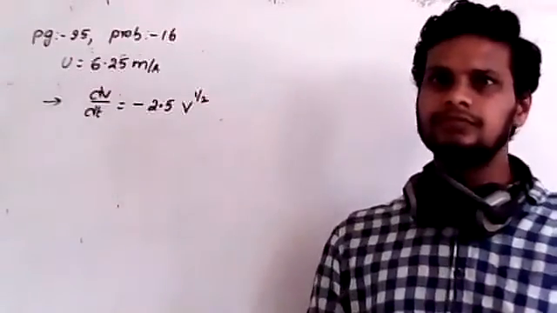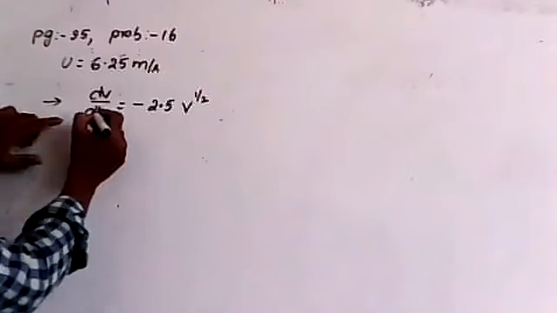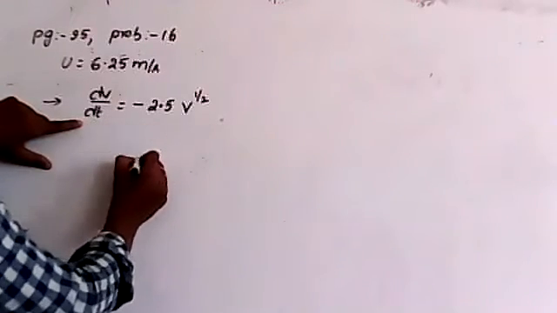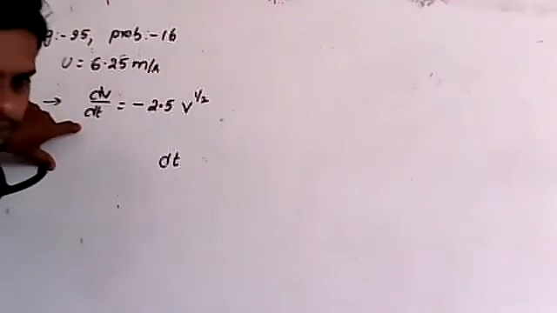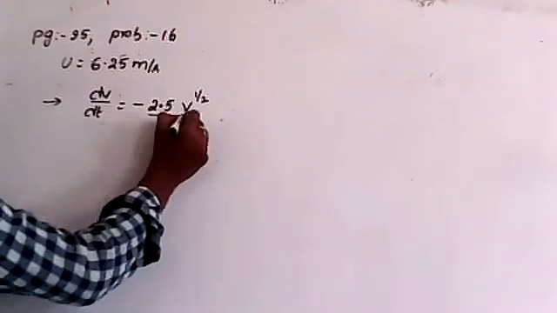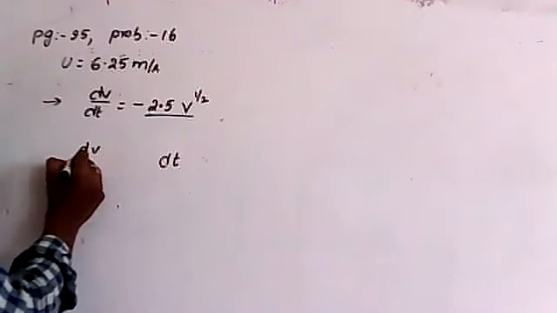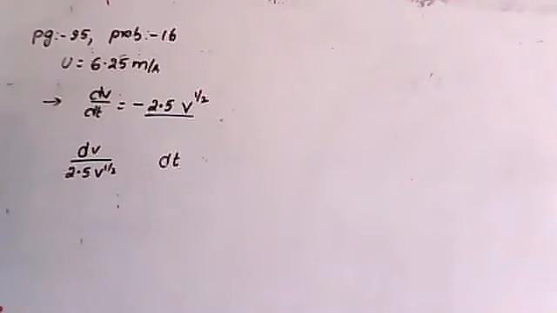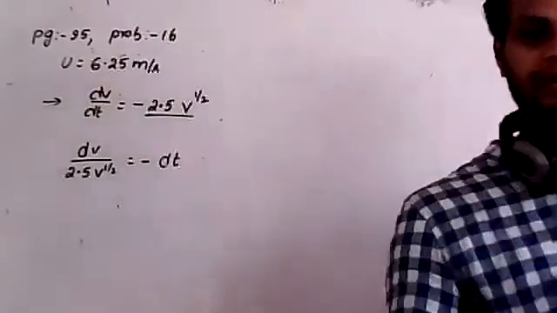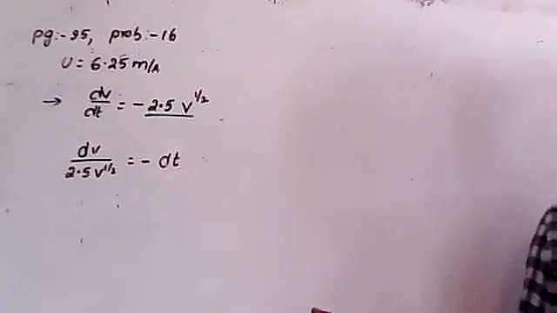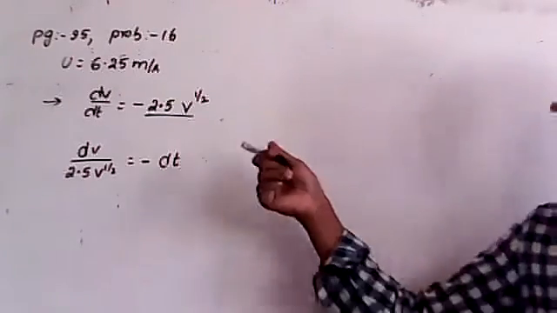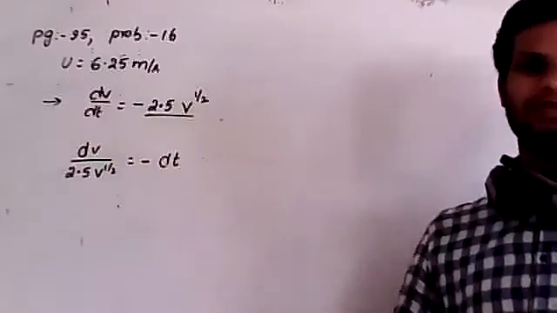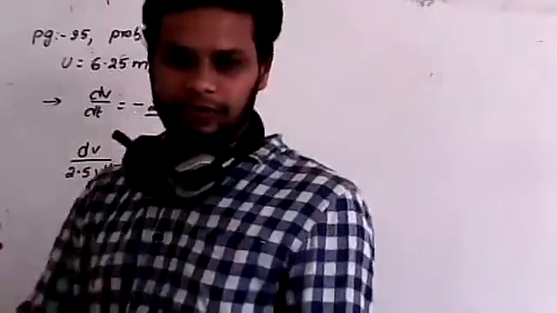Am I right? Yes, fine. Now see, I will modify this equation. I will bring this dt to the right hand side, then we have dt. I will bring this 2.5 v to the left hand side, then we have dv by 2.5 into v power 1 by 2, that is equal to minus dt. How many of you understood this step? It is a 6th class step, moving things here and there. Very simple, nothing is there.